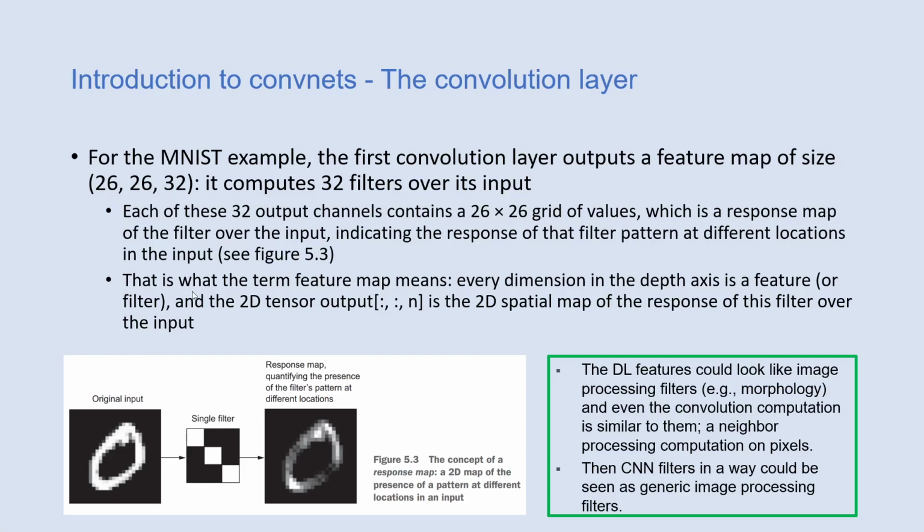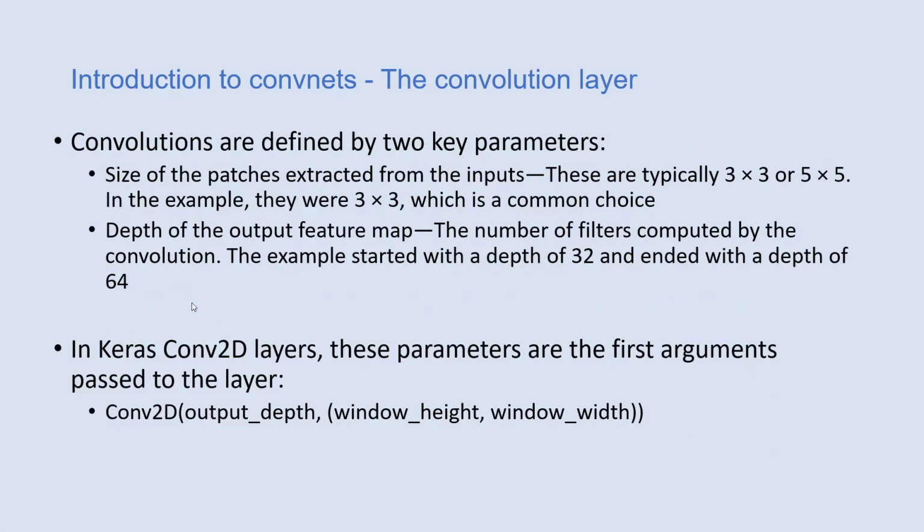Okay, this slide is restating what was said before, that we have a feature map that encodes the features, and you can see the initial layers of the convolutional neural network as like generic image processing filters. The two most important parameters for the convolution layer are the output depth, which is the number of features, and the kernel window's height and width. Usually they are 3 by 3 or 5 by 5.